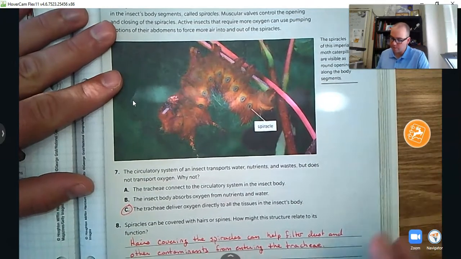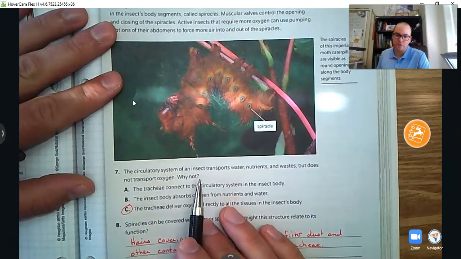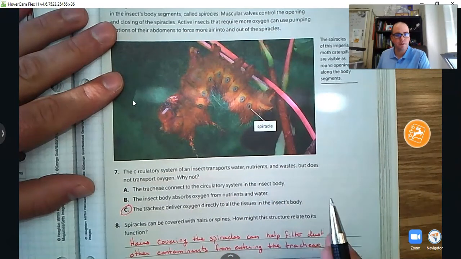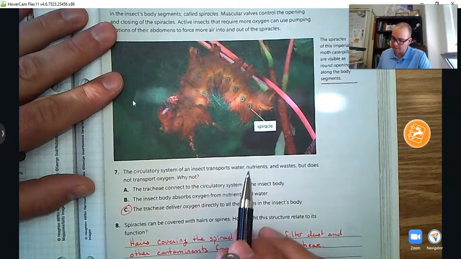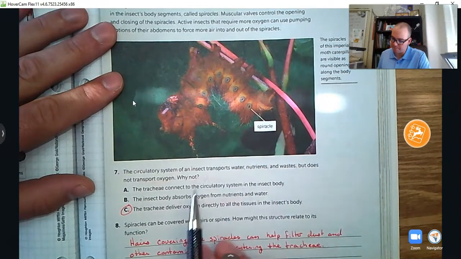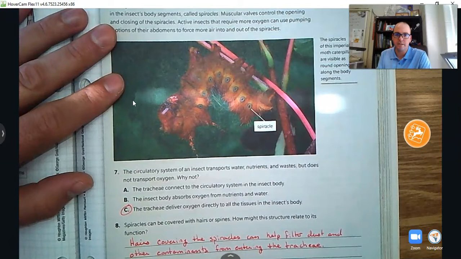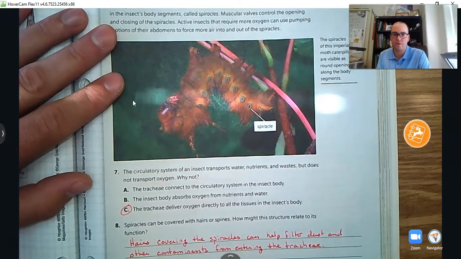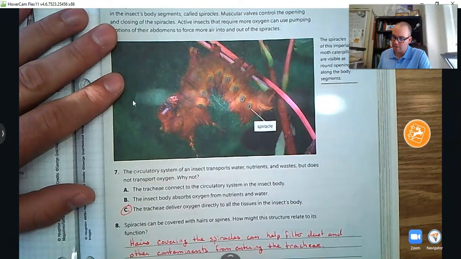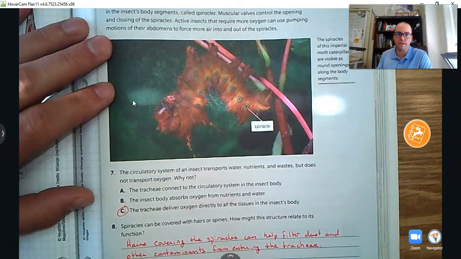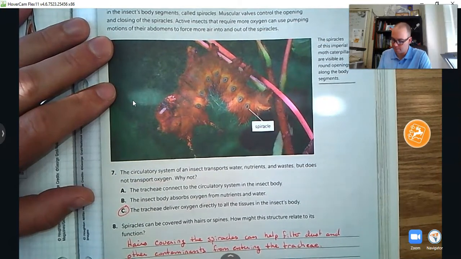And so the circulatory system of an insect transports water and nutrients and waste, but does not transport oxygen. And why do you think that? Well, it's because these spiracles lead to the trachea, and the trachea delivers oxygen directly to all the tissues in the insect's body. Now some insects do have a heart on the inside. They don't really have veins and arteries like you do, but that heart beats and circulates a fluid on the inside of those insects. And so that helps move that oxygen and carbon dioxide around as well.